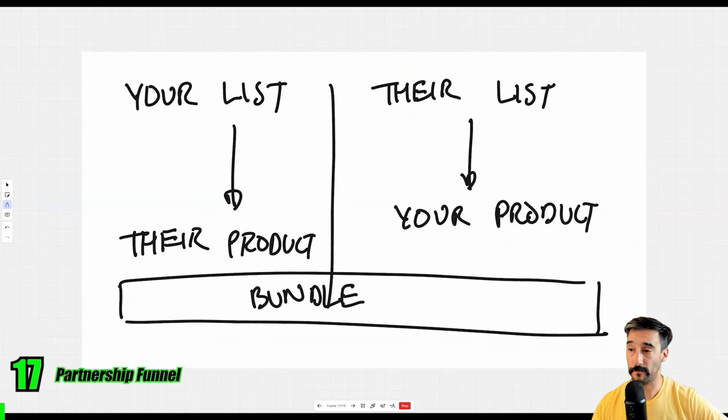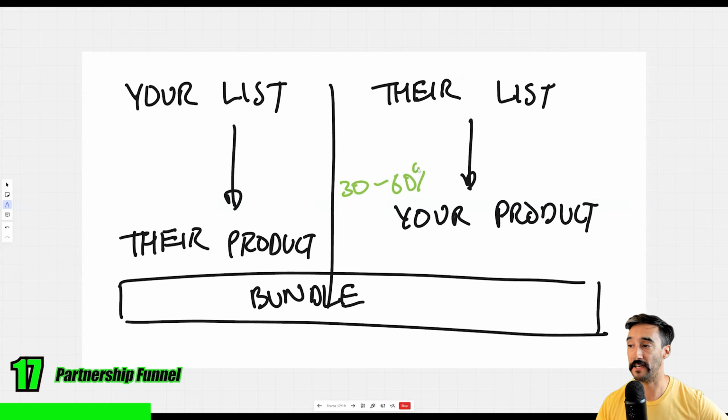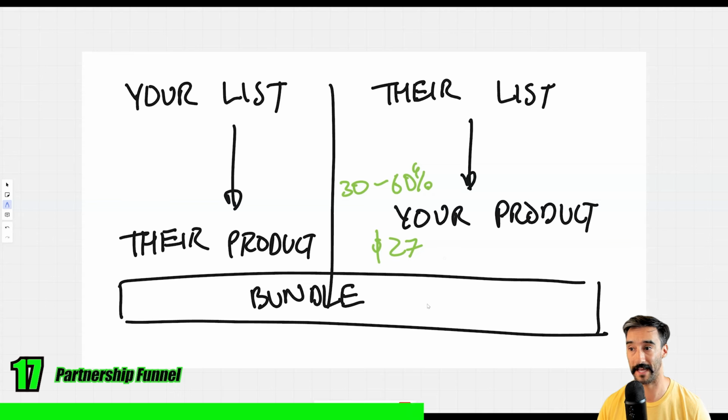Partnership funnel, also sometimes called a JV funnel. This is where you take your list and your audience and you promote their product, or you take their list and you promote your product, and you do anything from a 30 to 60% split. I personally like to give 100% whenever I do a JV model. Sounds insane, but typically if I'm doing a $27 product, I will gladly pay $27 per customer because I know I'm going to upsell to them later on.